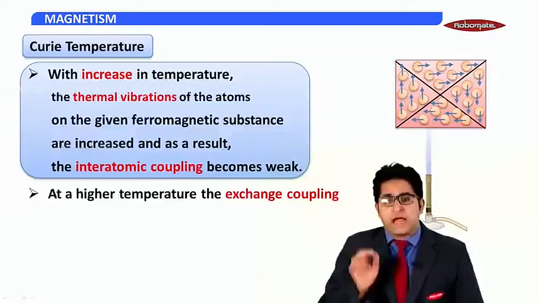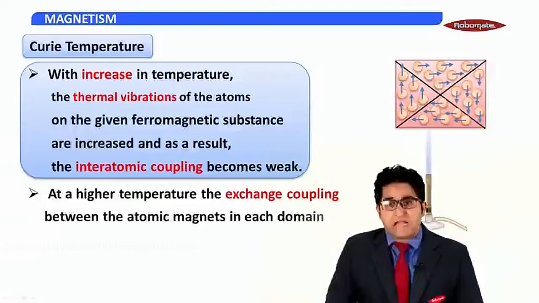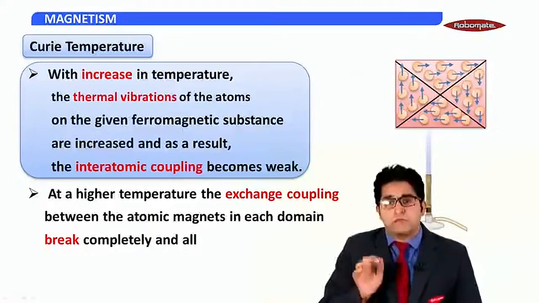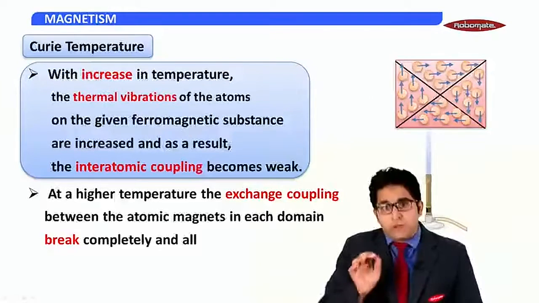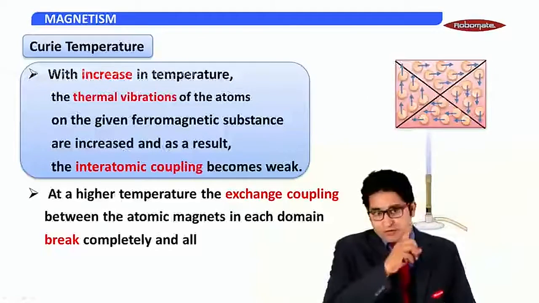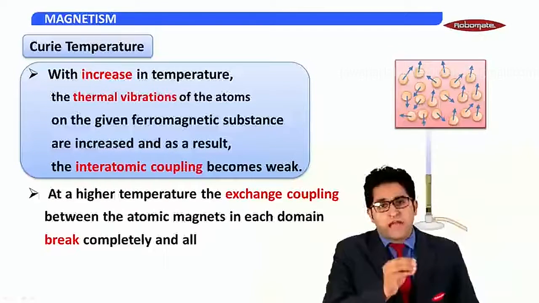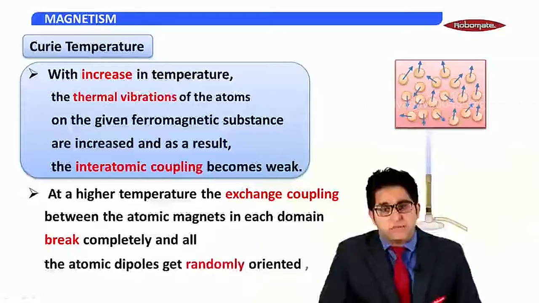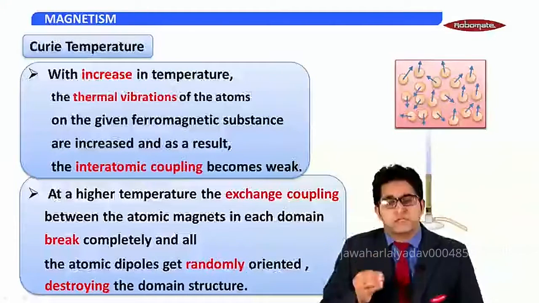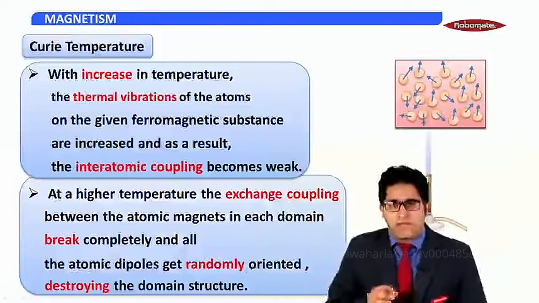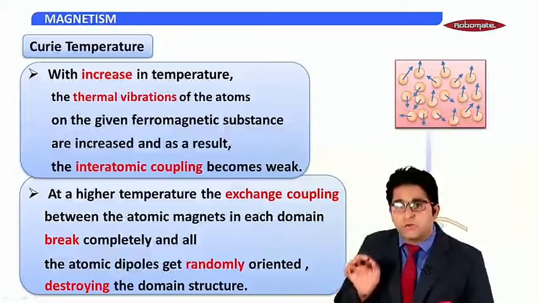Or I can say, at higher temperature, the exchange coupling between the atoms or between the atomic magnets in each domain breaks completely and all the atoms get randomly oriented. Now see the picture carefully. The domain structure vanishes and all the atomic magnets are randomly oriented, and thus I can say the domain structure is destroyed. Right? Now this happens at a temperature called Curie temperature.